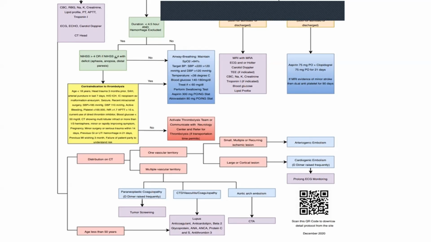And if there is no contraindication, then active thrombolysis treatment, or the patient should be referred to a neuro center for further management.